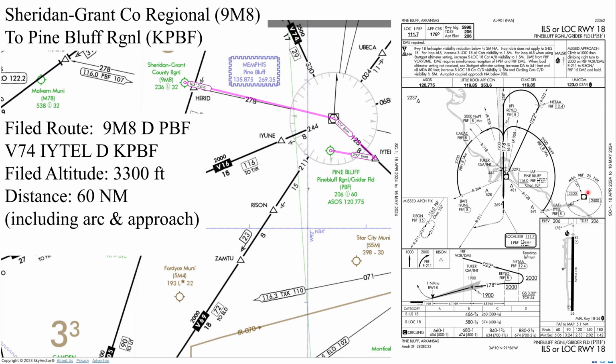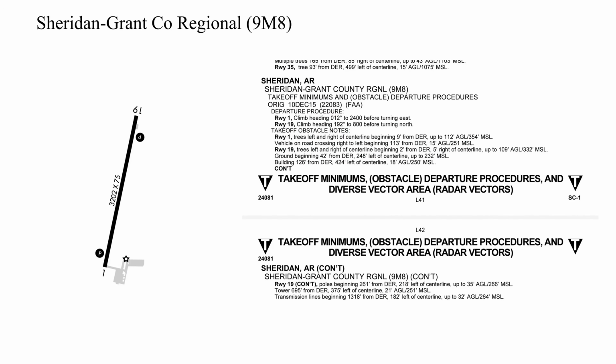The flight with the arc and the approach is about 60 nautical miles in length, and that should take us about 30 minutes to fly in the Cessna 172. We'll plan to depart runway 19 at Sheridan, and that will require a back taxi if you start on the ramp. We've checked the departure procedures there, and there is an obstacle departure procedure that has us flying a heading of 192, which is runway heading, to 800 feet on our altimeter before turning to the north.